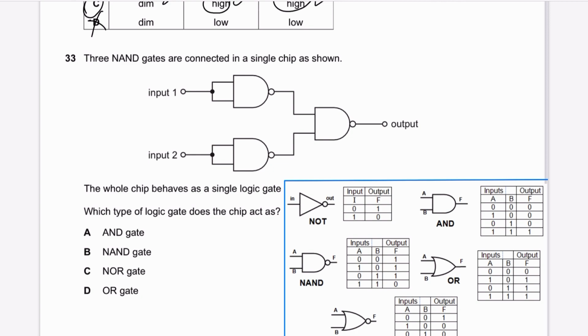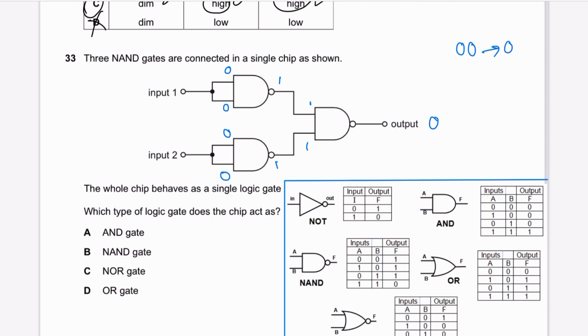Now let's use the values 0, 0. ठीक है. Input 1 and input 2. So 0, 0, 0, 0. The outputs would be 1, 1. Now if we put 1, 1 over here, the output will be 0. So whatever this logic gate is that the chip acts as, उसमें inputs होंगे 0, 0 और ये total output देगा 0.